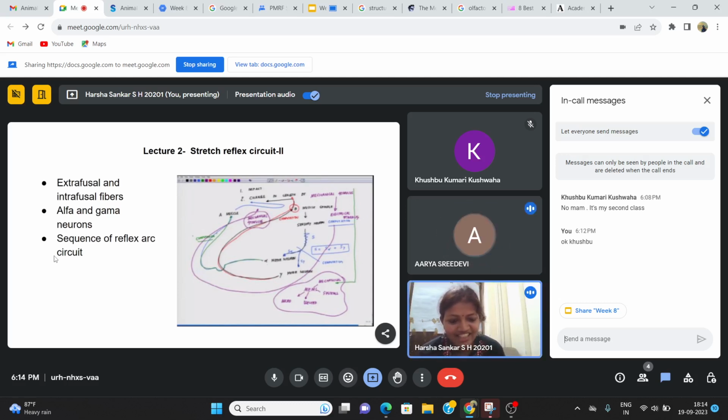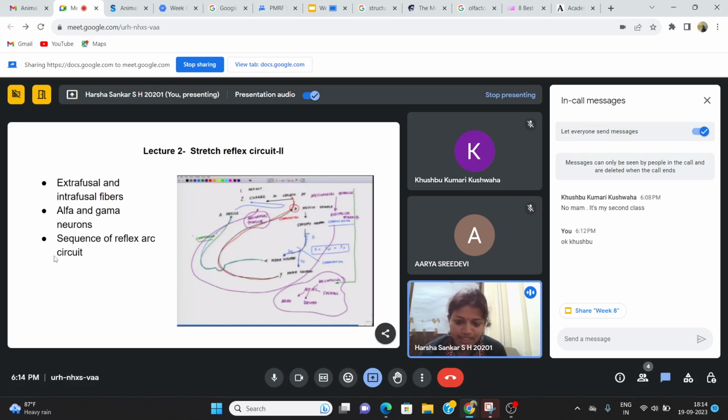So change in length is detected by sensors, right? That sensor has one more name. So sir drew the figure and he showed where those sensors are. The sensors have one more name. Can you tell me? Is it muscle spindle? Yes. So muscle spindle is there. The muscle spindle is always connected to the gamma neuron. Then there is the alpha neuron, which is connected to the extrafusal fibers, right?